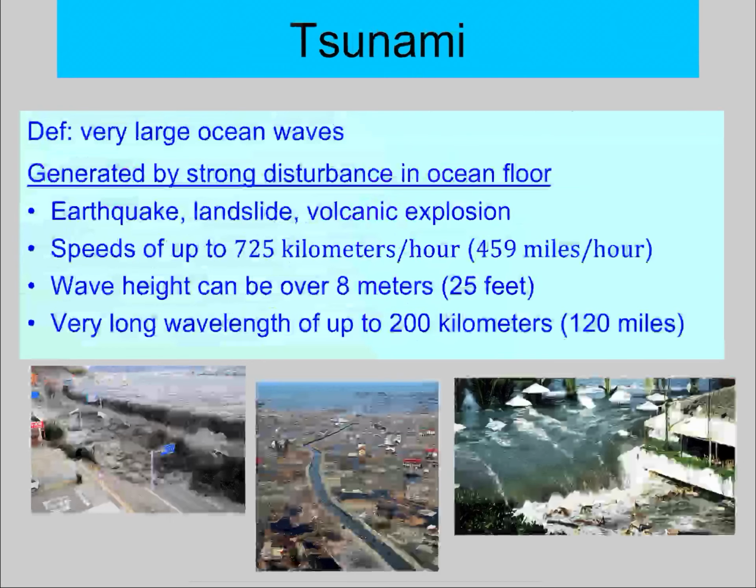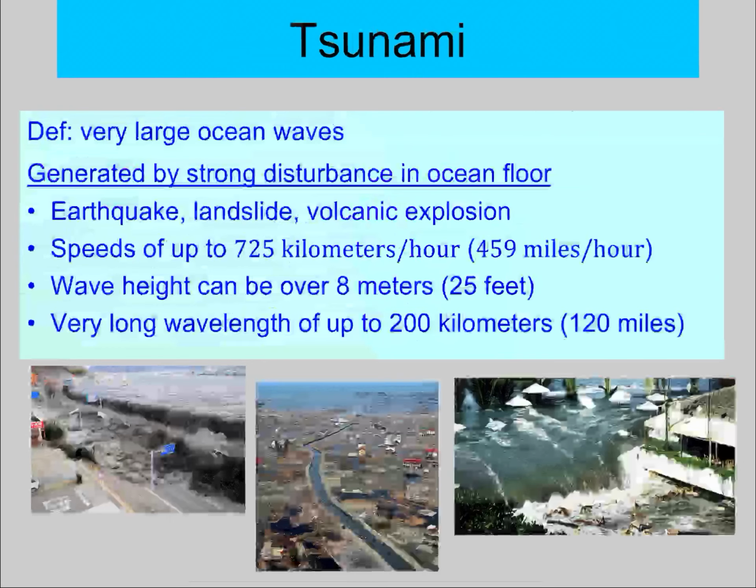Now, tsunamis are generated by a strong disturbance in the ocean floor. So normally an earthquake is going to be the trigger. Whether the earthquake occurs on land or under the ocean, that part is not set in stone. The earthquake can occur anywhere, and the tsunami can occur far away from wherever the earthquake occurs. Other things that can generate it are landslides and volcanic explosions.